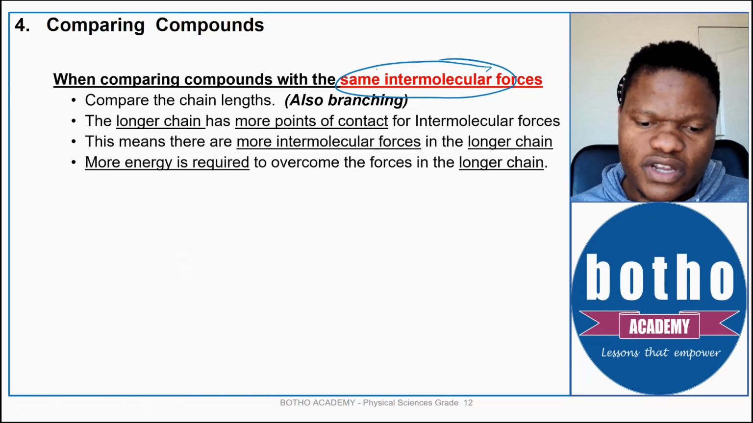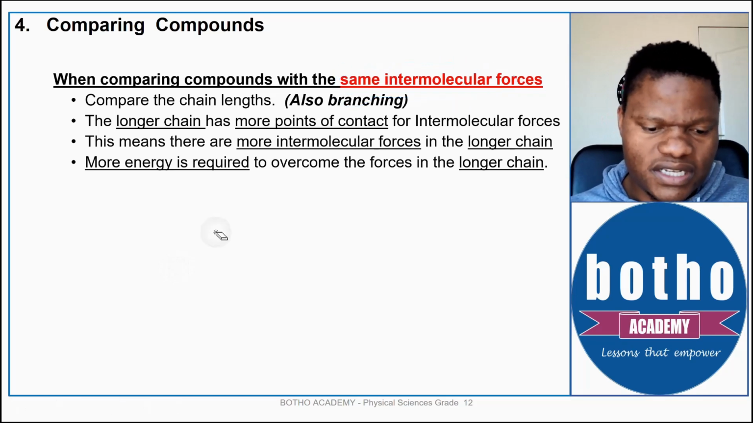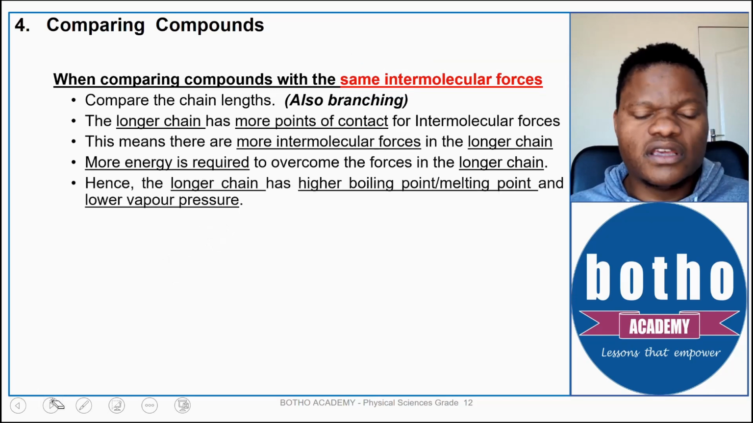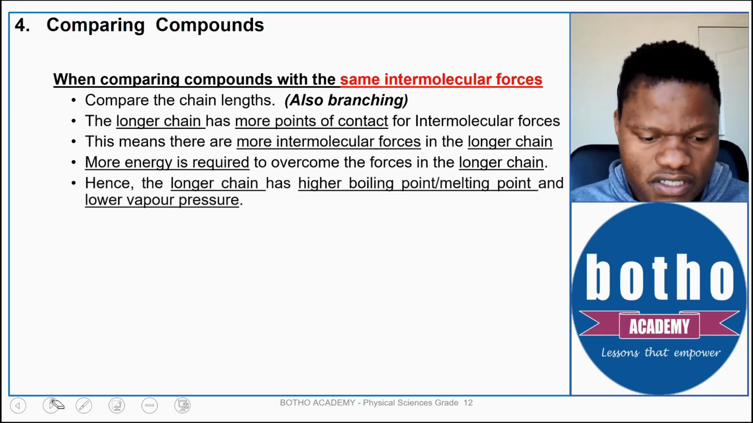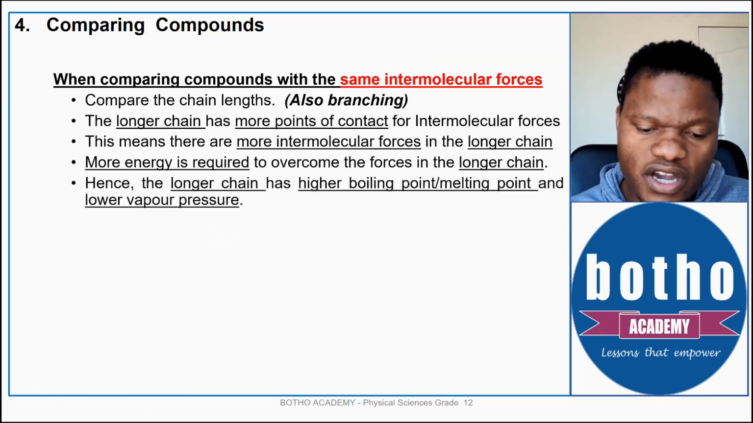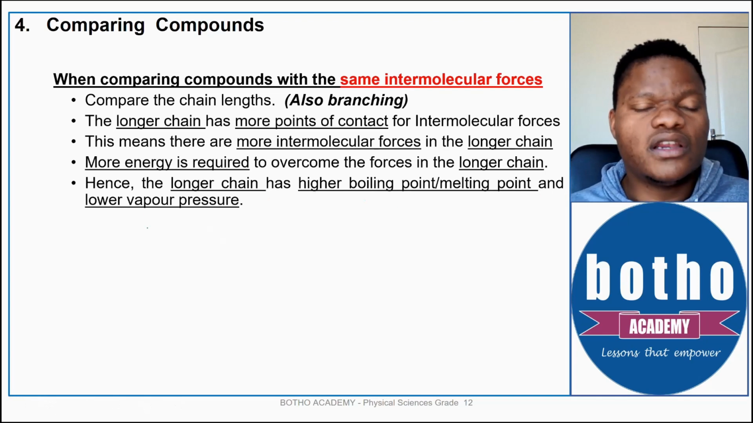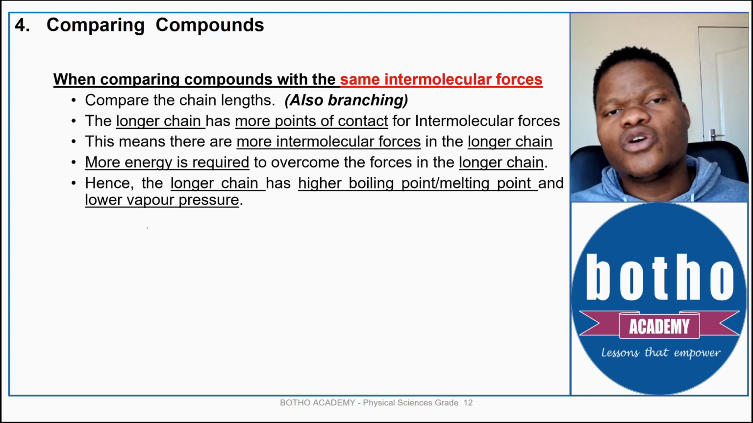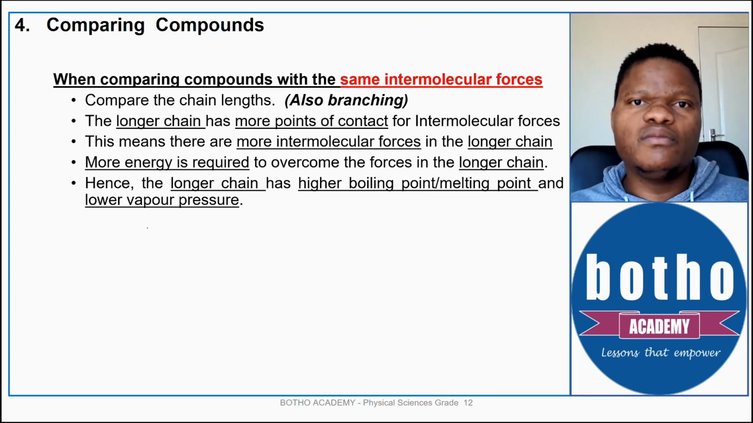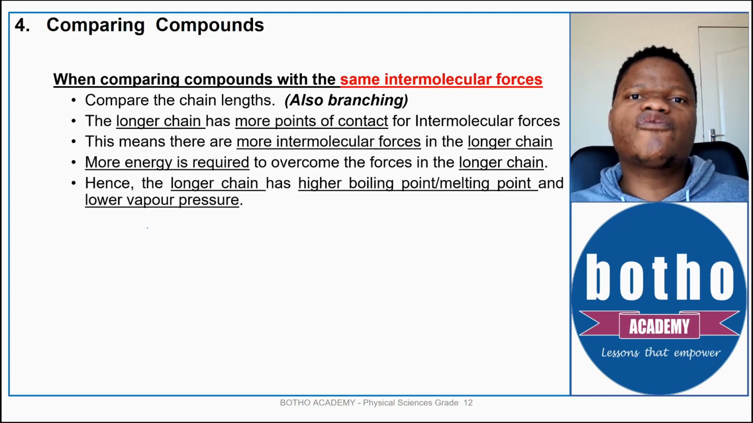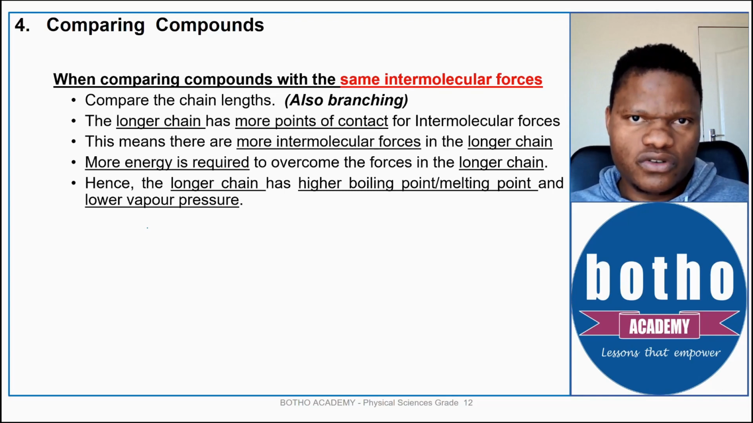Even though they are the same in terms of strength, they are more, therefore they will require more energy. This happens when you are dealing with the same type of intermolecular forces, usually in the same homologous series. Hence, we say the longer chain will have a higher boiling point or melting point and a lower vapor pressure. We get the high boiling point and the high melting point from the strength of the intermolecular forces.